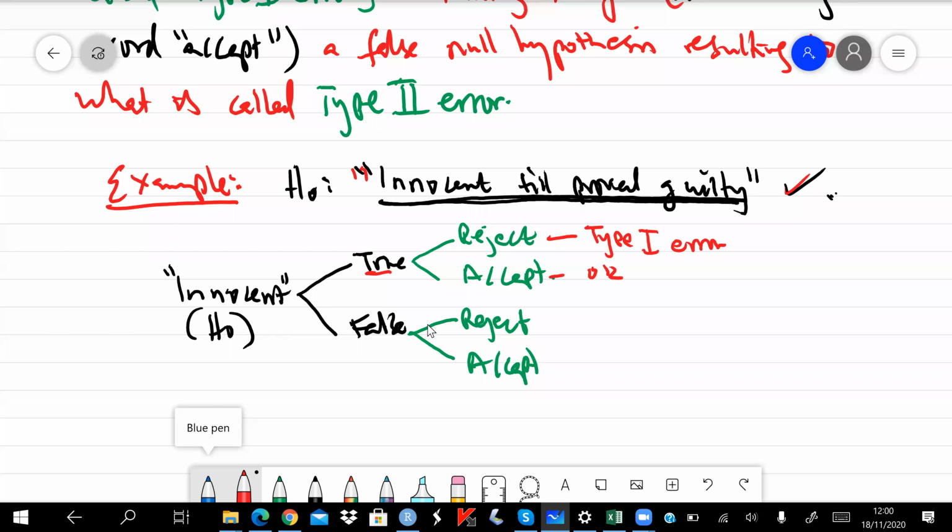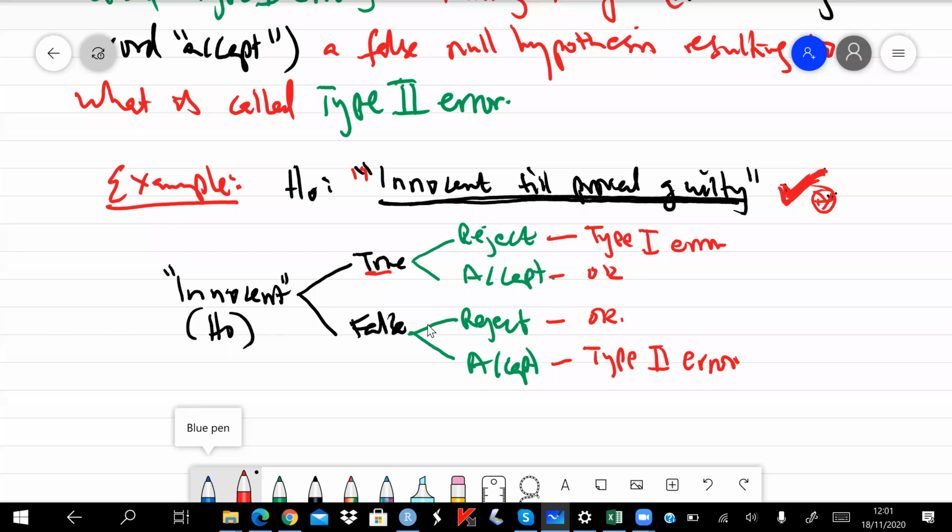Then in the third scenario, you find that the guy is actually not innocent, but from the evidence that we receive, we reject this statement. If we reject this statement and the guy is actually not innocent, this will be an okay decision. And finally, you find that the guy is actually not innocent, but you end up accepting this statement. You conclude that the guy is innocent. This will be, again, another error, a type 2 error.